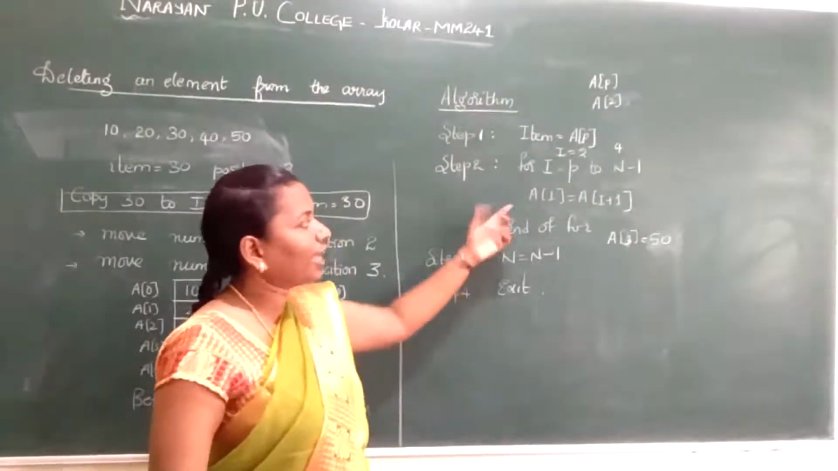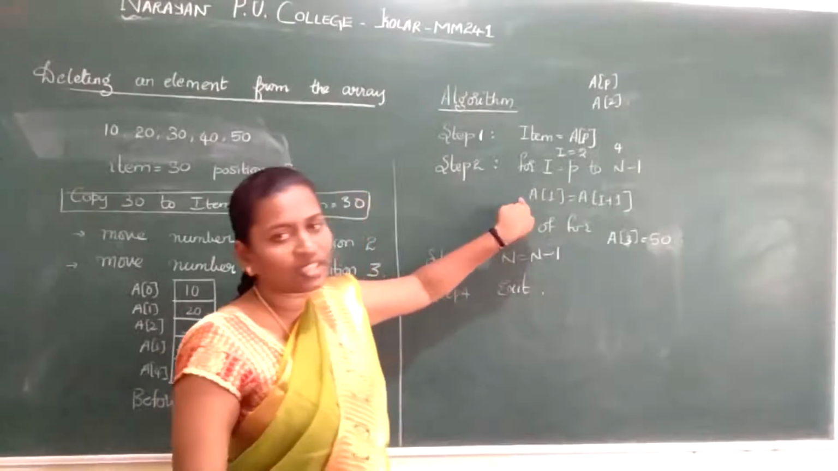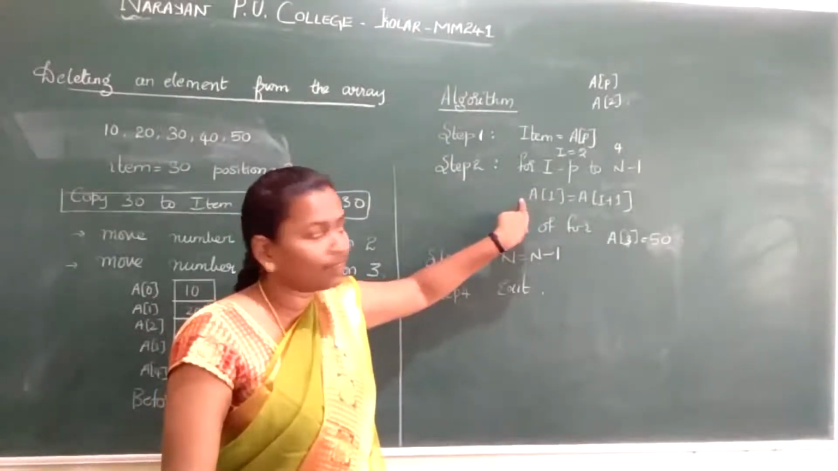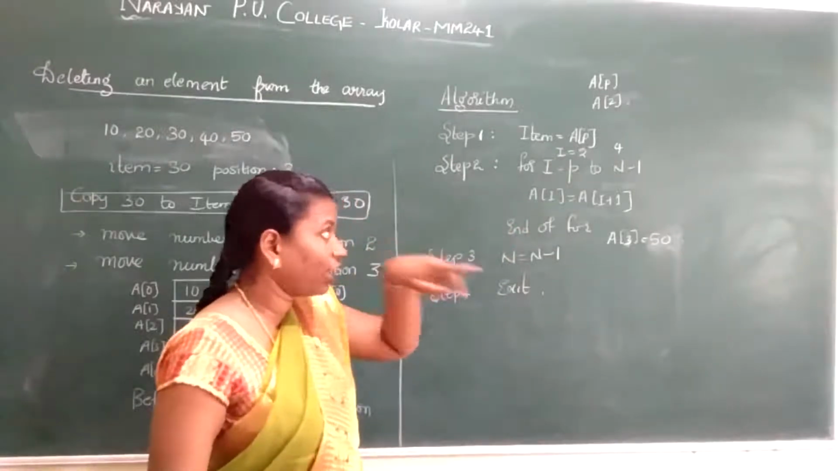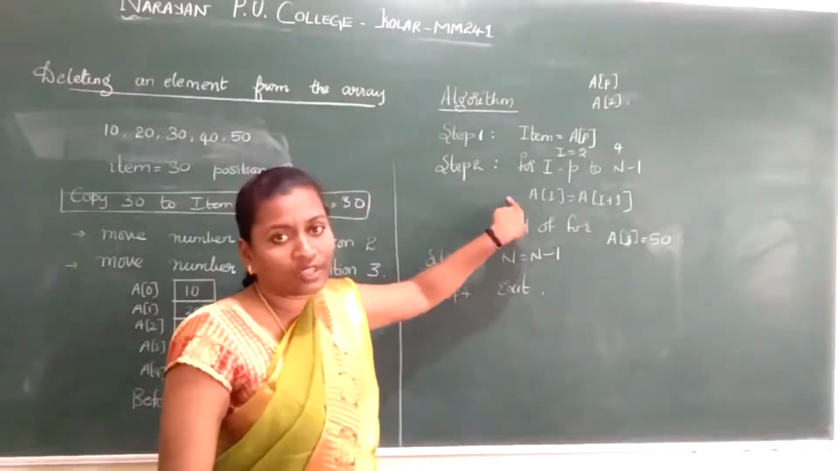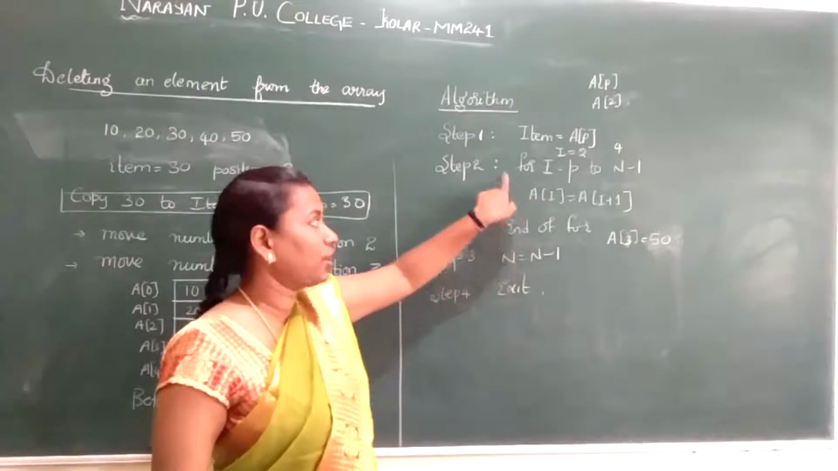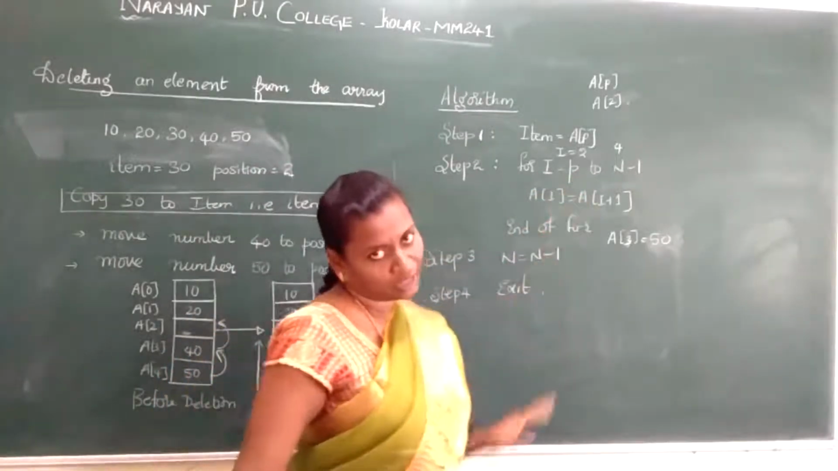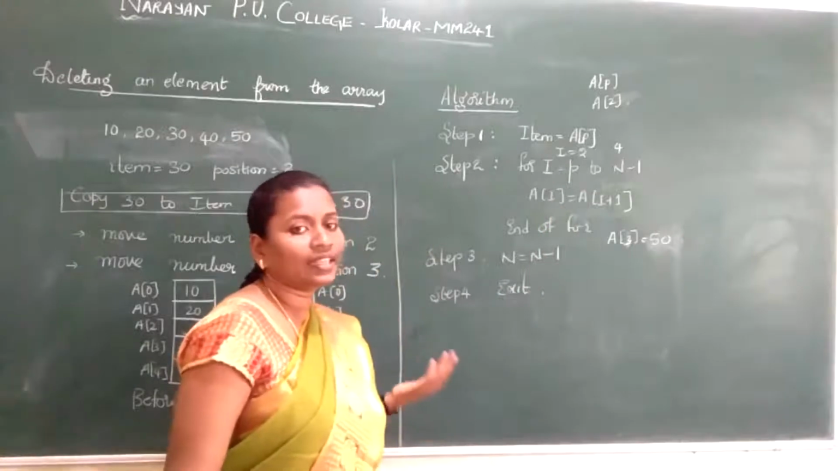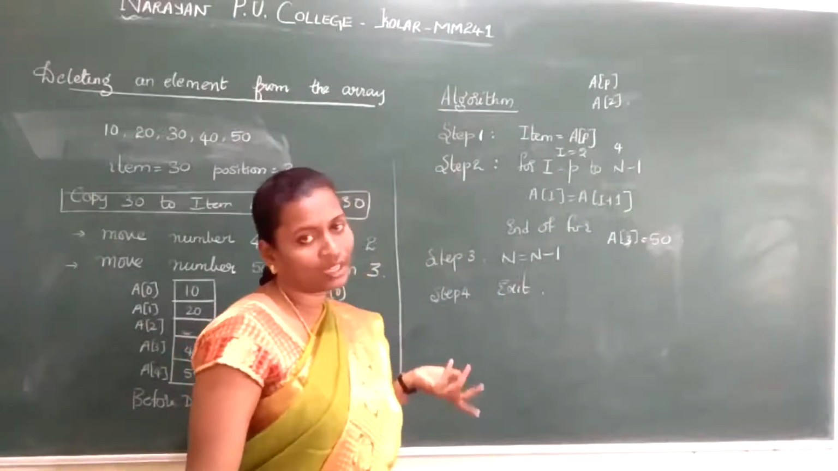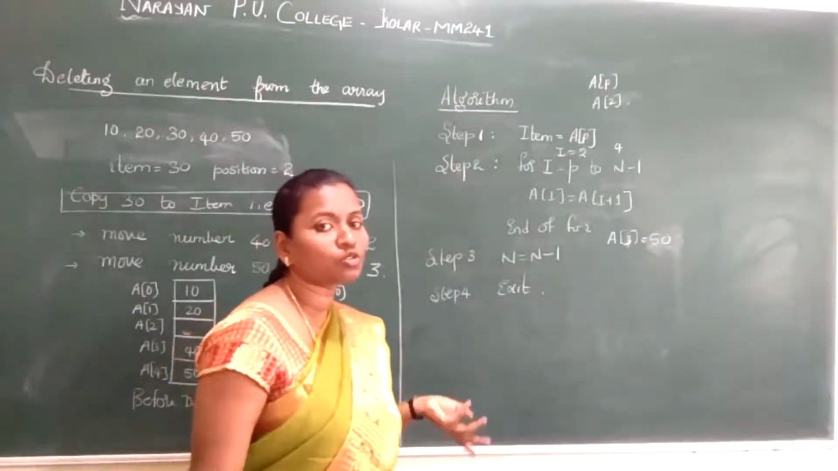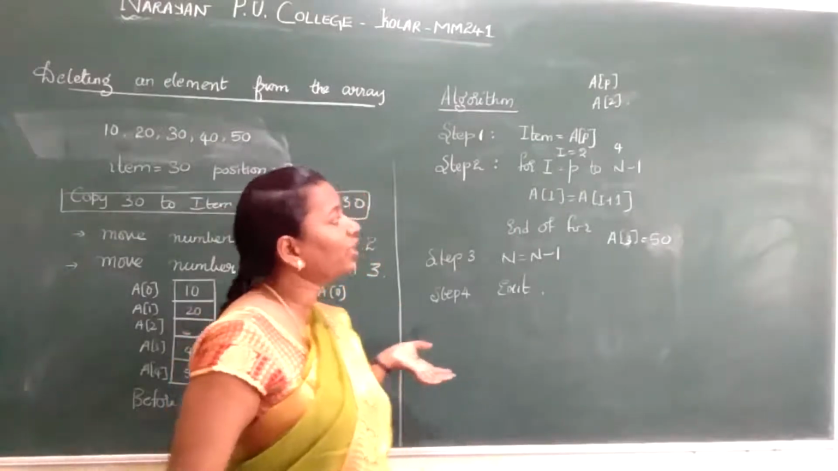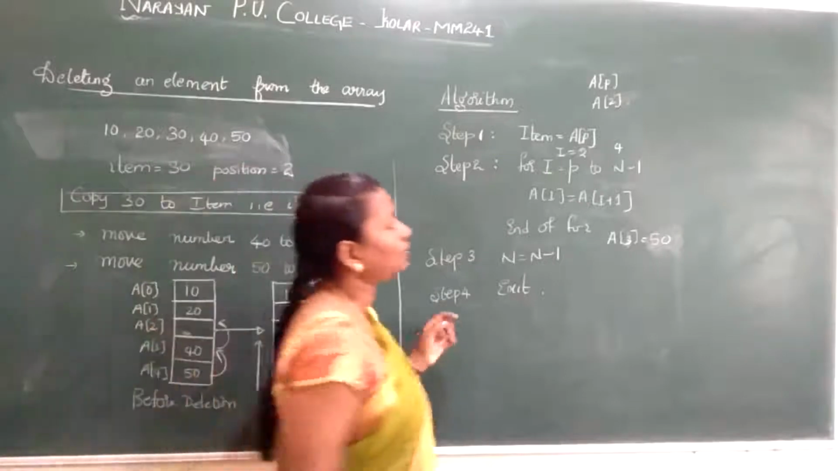Here the I value, in the previous case of deletion, will be decremented. In case of insertion the I value gets decremented, but here the I value gets incremented. In the algorithm I have not shown it, but I have just mentioned that the for loop will be I is equal to p to n minus 1. So either the I value is going to increment or decrement. In the previous cases the I value is going to decrement. Here in this division the I value is going to increment. So I will become I plus 1.